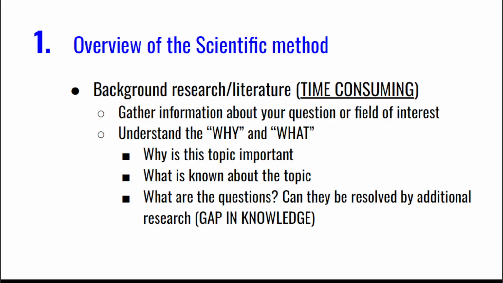So the background research, looking for background literature on the topic, is pretty time consuming, but is extremely important. Here, you're gathering information about why your field or your field of interest is important, what is known about the topic, what are some questions that scientists are currently thinking about, and can they be resolved by additional research, right? So yes, you will be looking at the gap in knowledge. I don't want you focusing on this at the start, okay? I want you to focus on why is this topic important, then focus on what is known about the topic.